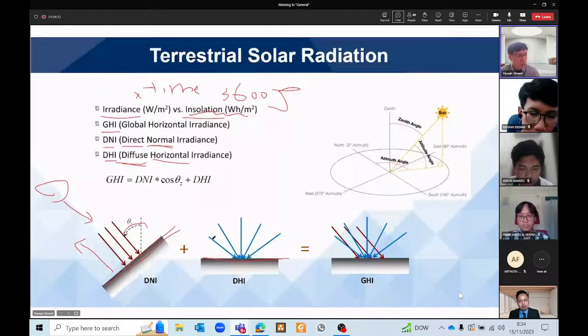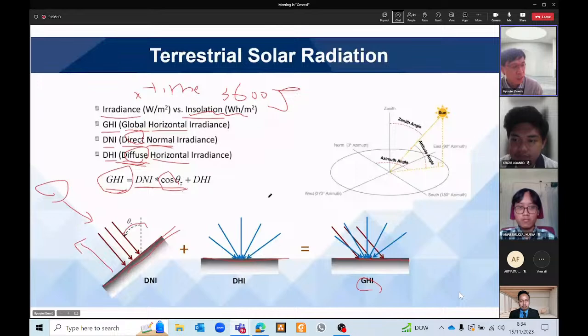GHI is the sum of them. GHI means global, which means the sum of direct and diffuse. And then we are going to install the surface on the ground horizontally. So GHI is a total value. But because of the direction, you must multiply cosine theta z. So DNI times cosine theta z plus DHI becomes GHI. If you remember this word, you can understand more clearly. Generally, without any specification, when you say irradiance or radiation, it refers to GHI.